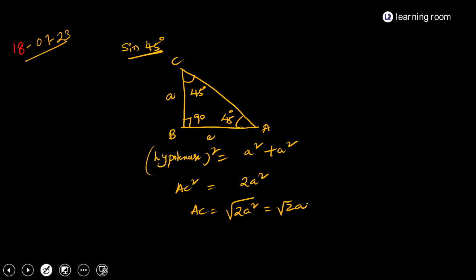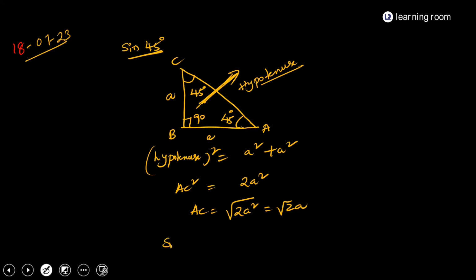Opposite to the right angle is the hypotenuse, always. Now, did you understand? If AC square equals 2A square, then AC will be the square root of 2A square. If you take the square to the other side, it will be square root. So root 2A square is square root of 2 into A. So now the hypotenuse is equal to root 2 A.